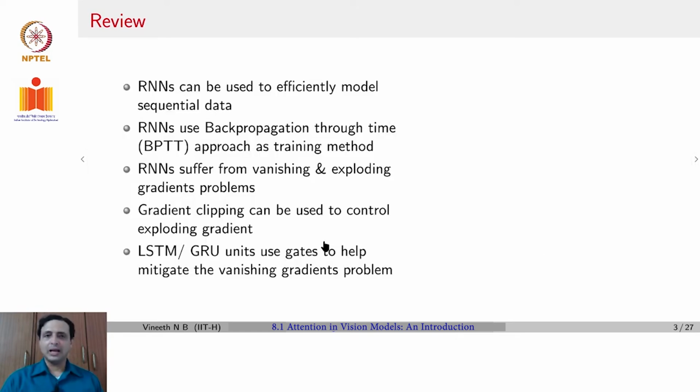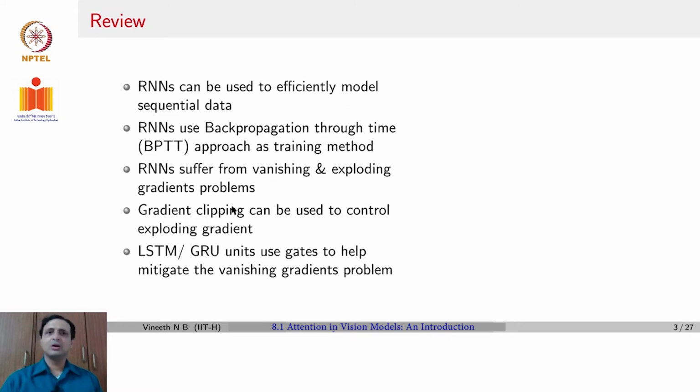So far with RNNs, we saw that RNNs can be used to efficiently model sequential data. RNNs use backpropagation through time as the training method. RNNs, unfortunately, suffer from the vanishing and exploding gradients problems. To handle the exploding gradient problem, one can use gradient clipping, and to handle the vanishing gradients problems, one can use RNN variants such as LSTMs or GRUs.